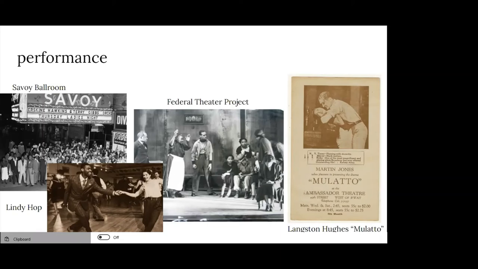Next, the Federal Theater Project. The Federal Theater Project was funded by Congress, actually, during the Reconstruction era to provide jobs for people in the theater business. And actually, under the Federal Theater Project was the Negro Repertory Company. So it was a part of the Federal Theater Project, but it was made up of African Americans to create their own form of theater.